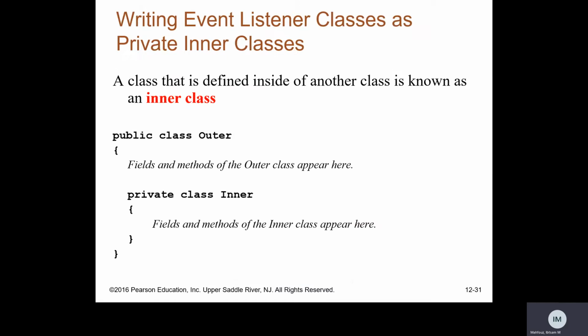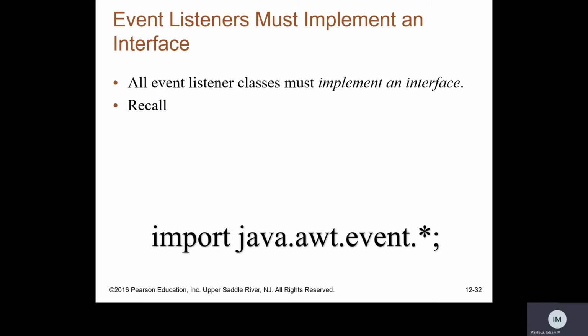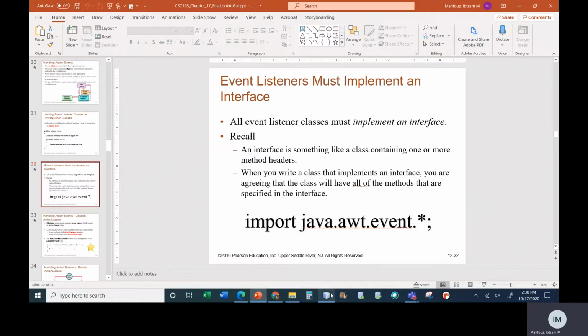So the first thing is when we write a class, we can actually write another class inside of it. So notice here the curly braces are outside. The curly braces here for the private class are inside. This is called an inner class, and we're going to be making use of inner classes when we're writing our event listeners. Now we do need one more import because we imported java.awt.asterisk. There are some classes in a sub package called event, so we need to import that. So the first thing is we're going to add that to our code.